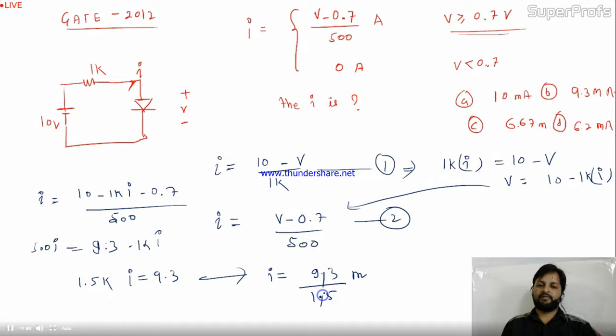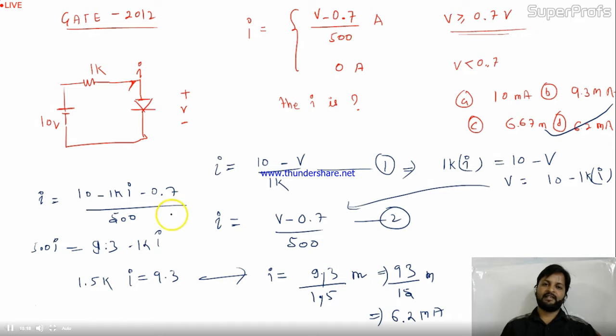So it will be 93 divided by 15 milli. 15 times 6 is 90, so 3 remains, so it will be 6.2 milliampere. This is the answer. So this problem looks very tedious but is very easy. You can see that equation 1 is given already. You make another equation by looking at this circuit and you get your answer. Okay, so this is all about this part.